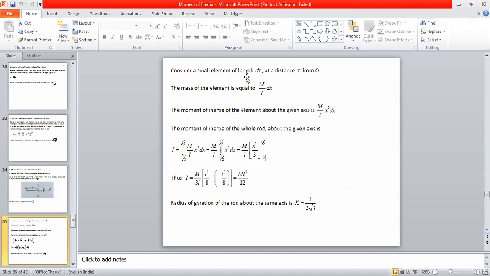We are considering a small element of length dx, which is at a distance x from the origin, the center of the rod. Now the mass per unit length of the rod is M by L. So the mass of that small element is very simple: mass per unit length into length of the element. The length of the element is dx. So the mass of that small element is M by L into dx. Okay.